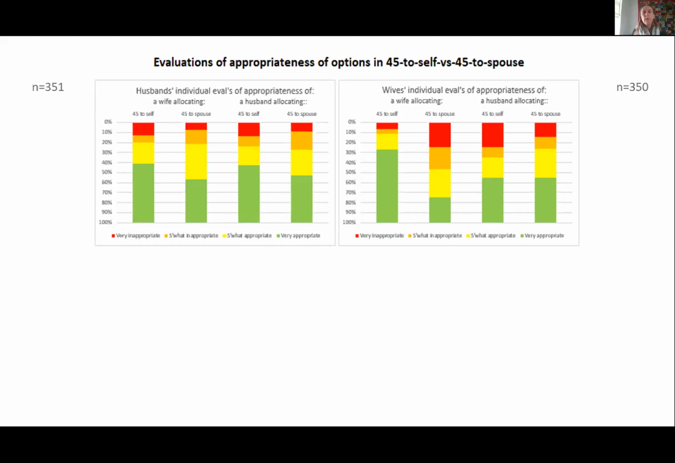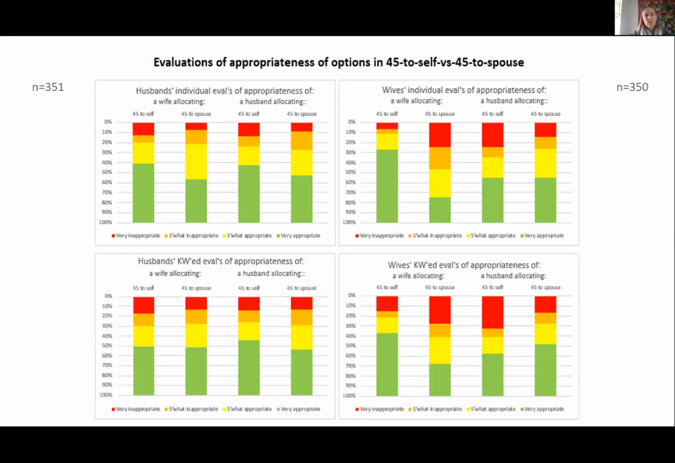But compare that to what the wives think. The wives are much more opinionated, especially about what wives should do. Most of them think it's very appropriate for a wife to allocate to herself, and considerably fewer think it's appropriate for her to allocate to her spouse.